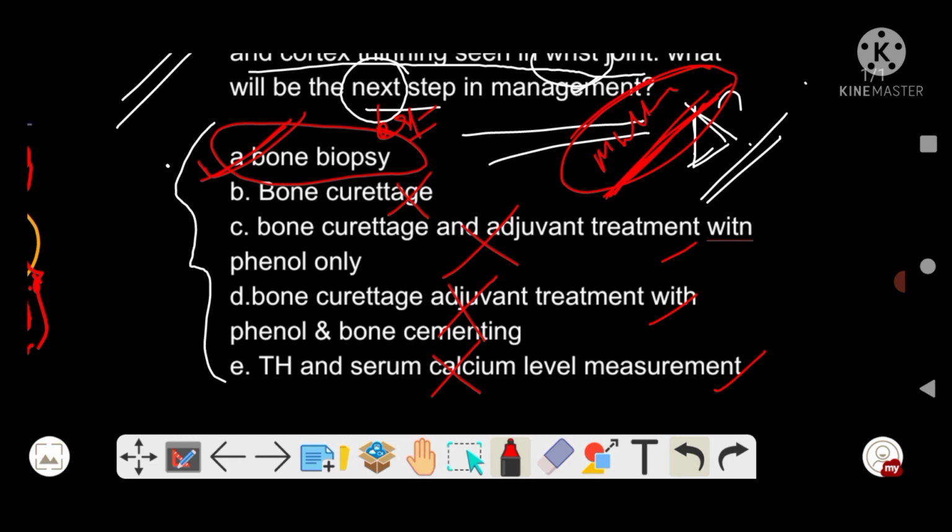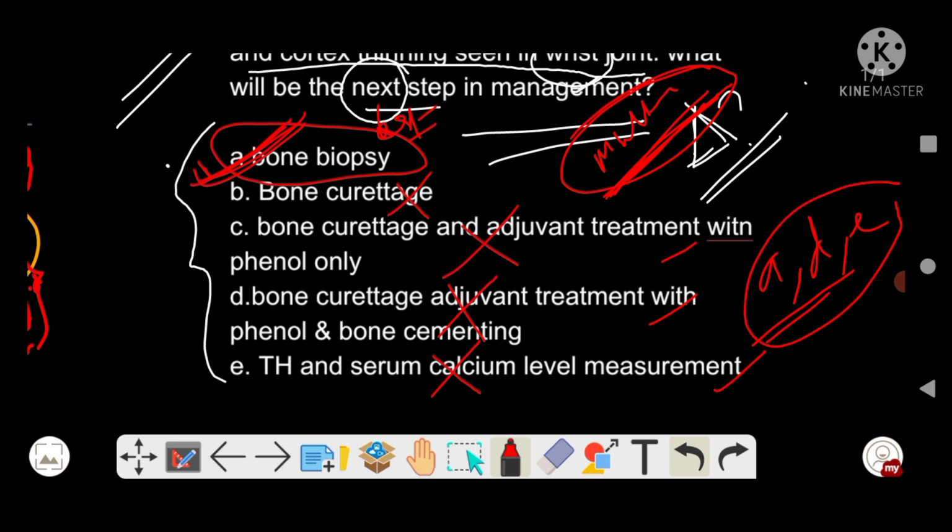So if you have one answer to choose, this answer is the best. If you have some other answer to choose, you can go with option A, option D, option E, or others as well, because all can be done. But with one answer to choose, this option 1 is your best answer.